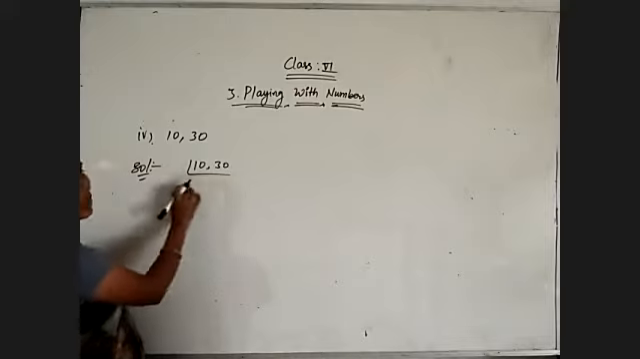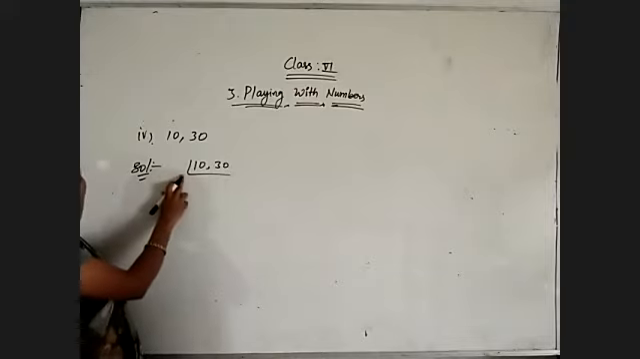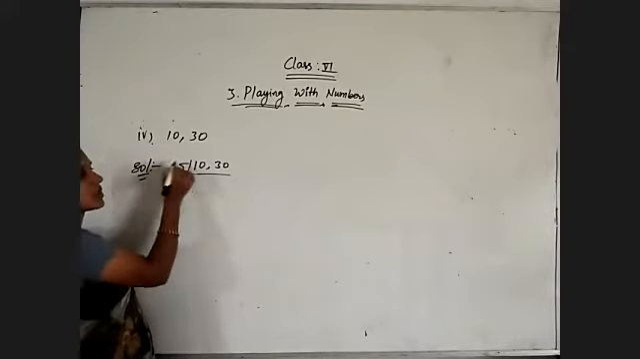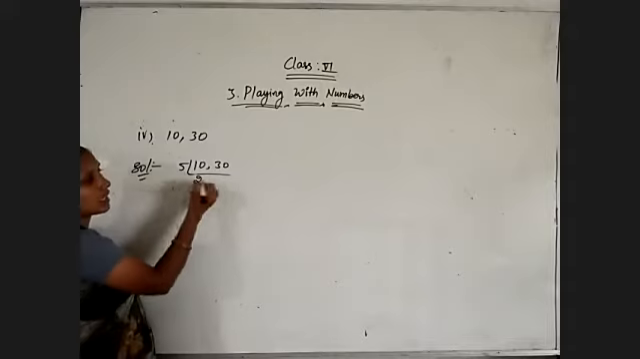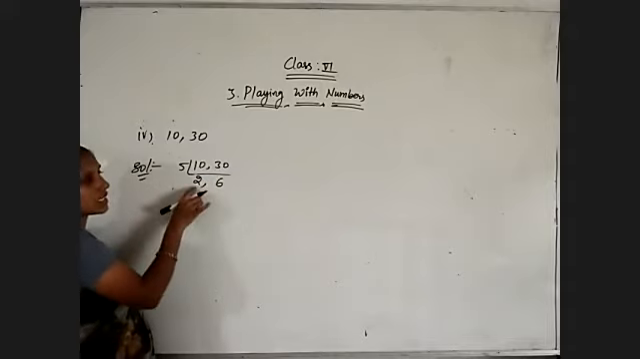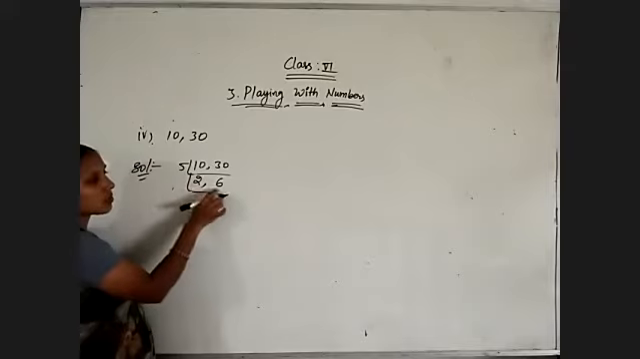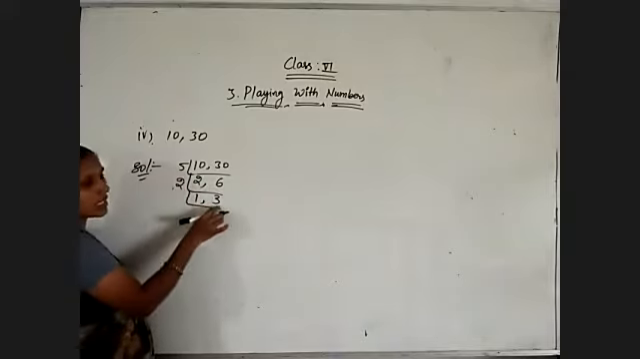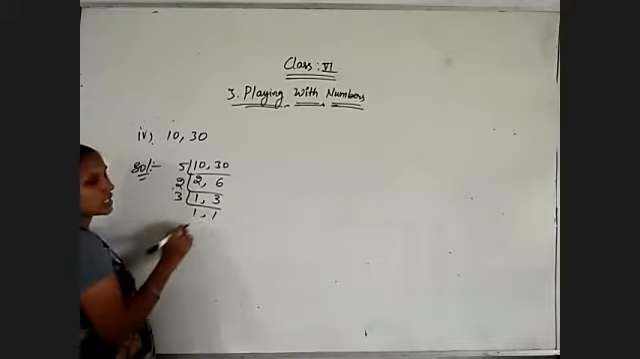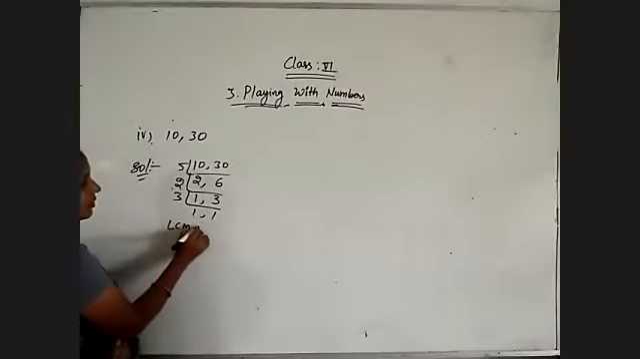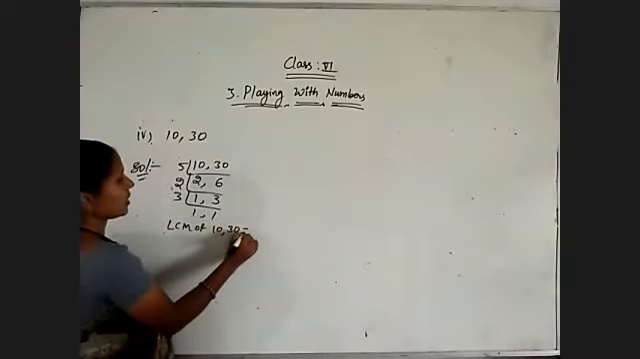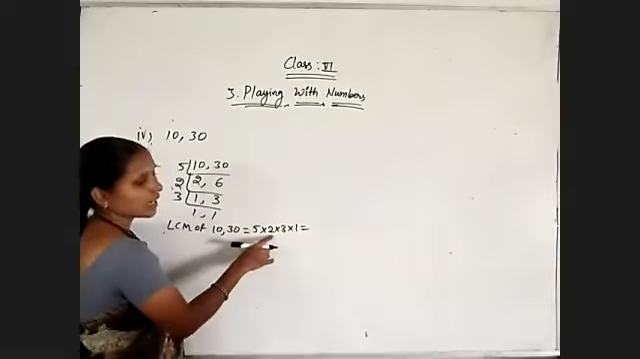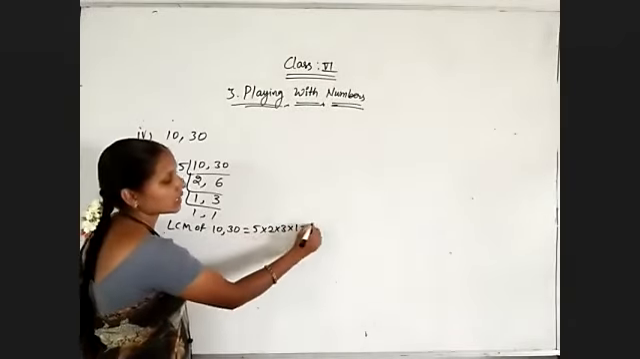10 and 30 both will cancel in which table? Here there is no need to take prime numbers. We can take any numbers. Otherwise, if you want to take prime numbers only, the 5 table I am taking. 5 twos are 10, 5 sixes are 30. Both cancel in the 5 table. Now these two numbers cancel in which table? 2 table. 2 ones are 2, 2 threes are 6. Now what is left? Only 3. So 3 ones are 3. LCM of 10, 30 is equal to 5 into 2 into 3 into 1, which is equal to 5 twos are 10, 10 threes are 30, 30 ones are 30.